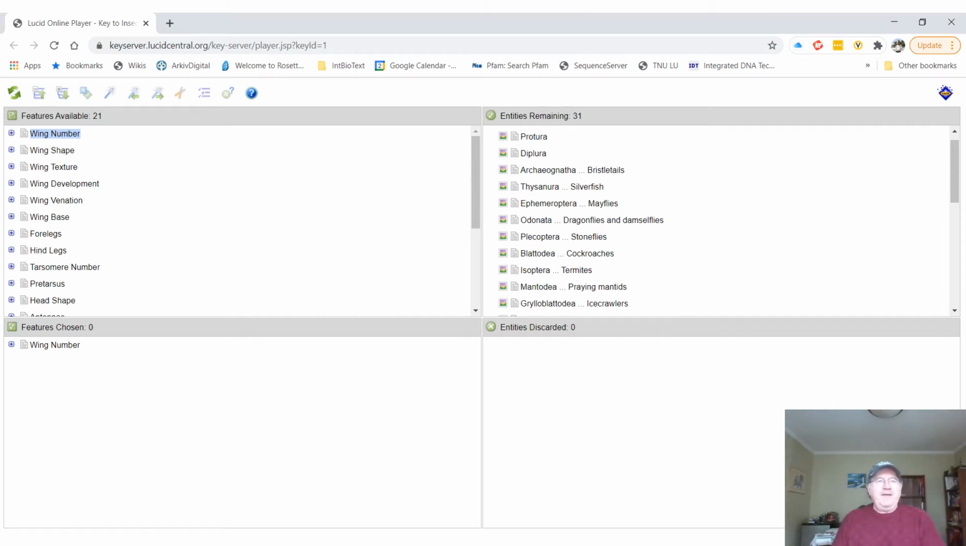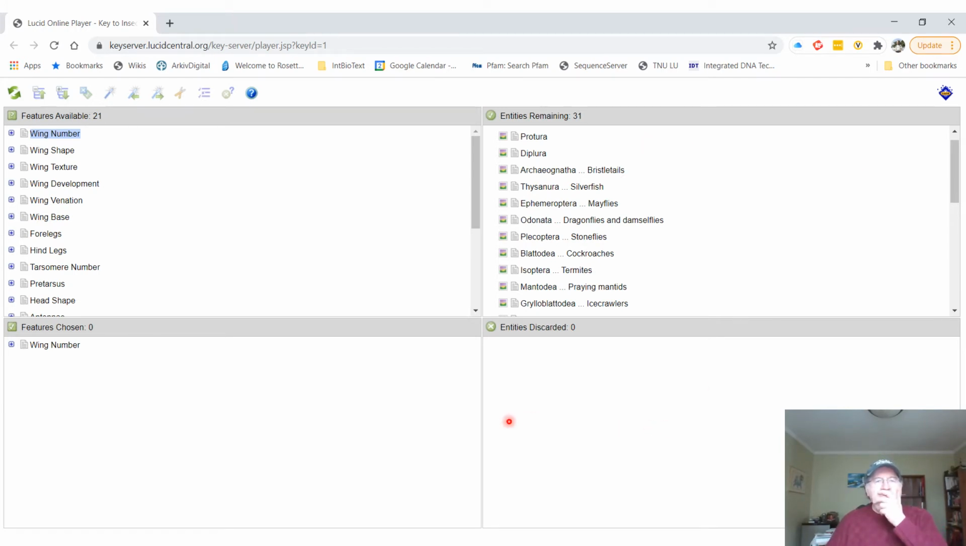So if you go to that website, here's what you're first presented with. Basically, it's laid out in 4 boxes, and of course you've got scroll bars at the sides, so you can tell that there's stuff down below. The box on the left-hand side is features available. So these are characteristics of insects. And the box on the right-hand side is called entities remaining. Since we've just begun our use of this key, all entities are remaining, so they're all up here, all in their classification. They have 31 orders of insects / hexapods.